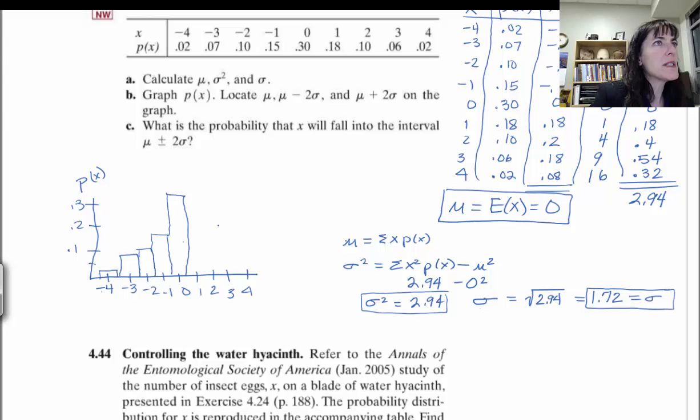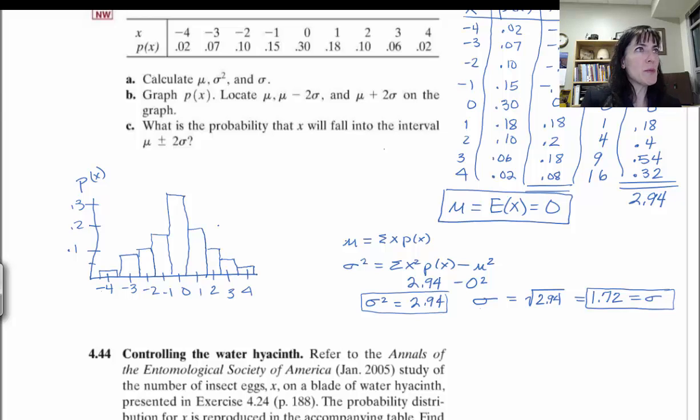One is at 0.18, so almost 0.2. 2 is at 0.1. 3 is at 0.06. And 4 is again 0.02. Now when I look at that, it looks pretty much mound-shaped. It's not exactly symmetrical, but it really has a tendency towards mound-shaped. So I'm going to call it mound-shaped.